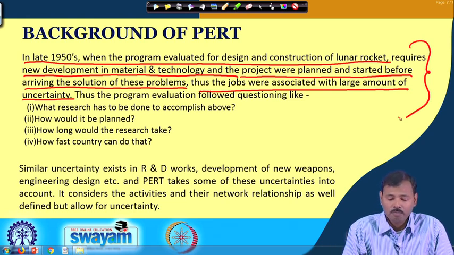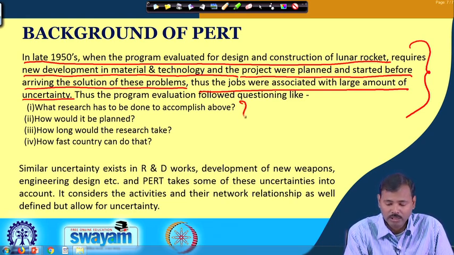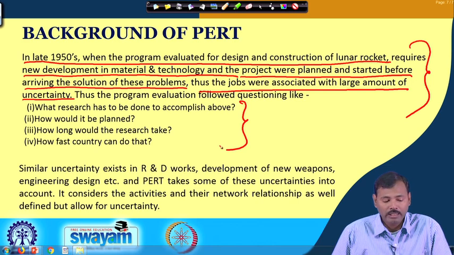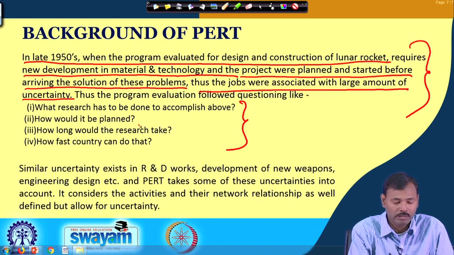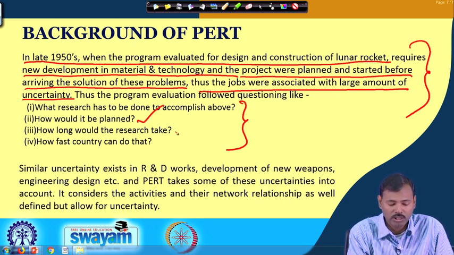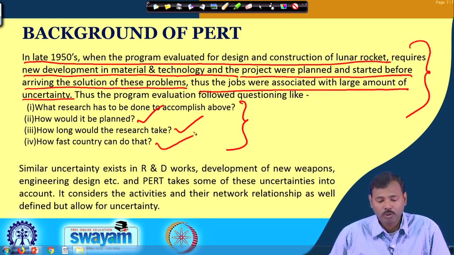So, that is why the questions were framed this way: what research has to be done to accomplish the above, how would it be planned, how long would the research take, and how fast the country can get this Polaris ballistic missile as its weapon.